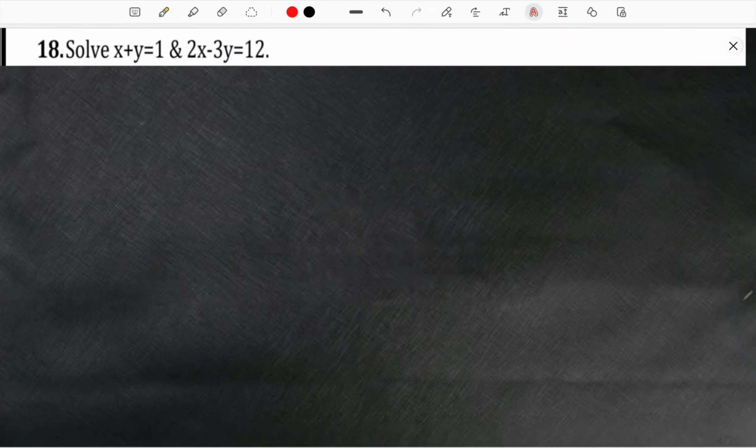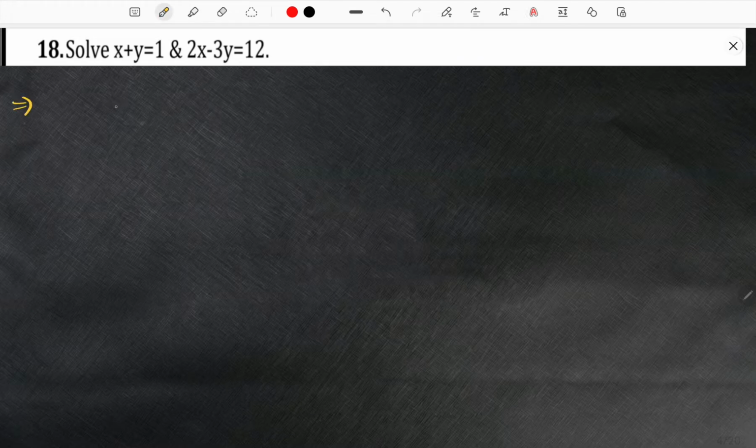This is one more sure short question: solve x plus y is equal to 1 and 2x minus 3y is equal to 12. Whichever method you want, you can follow. Usually we use the elimination method, otherwise you can go for the substitution method also. There is no issue with that. They are not specifically mentioning anything here, so if they haven't mentioned, you can go for any method.